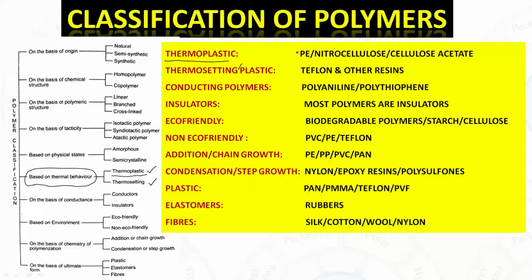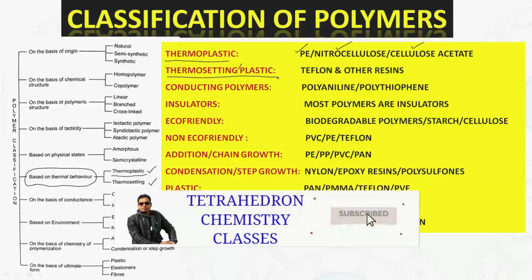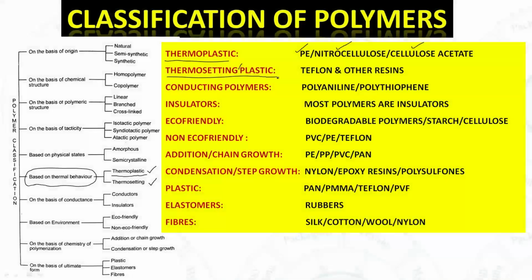The examples of thermoplastics are polythene, nitrocellulose and nitroacetate. And then there come the thermosetting plastics. Thermosetting plastics are those plastics that, when you apply temperature, take a particular kind of shape or design, and that shape or design cannot be remolded again and again. Generally they set on the application of temperature. That's why it is known as thermosetting plastics.